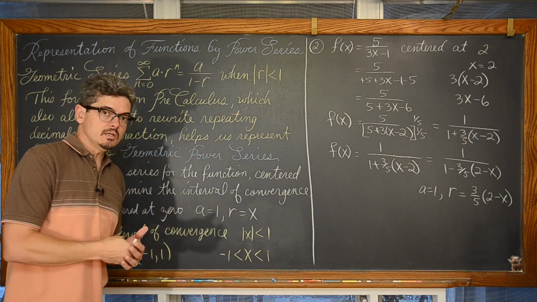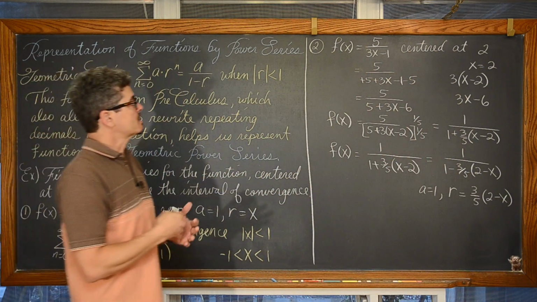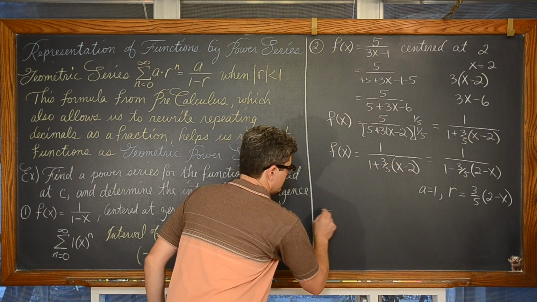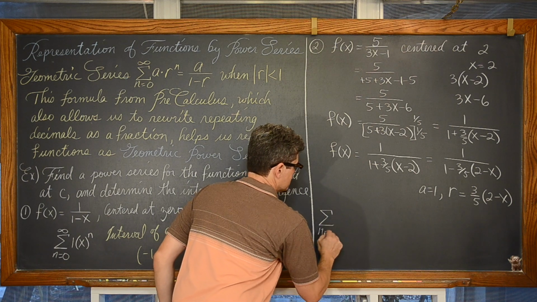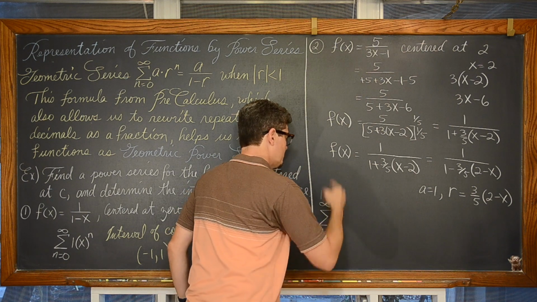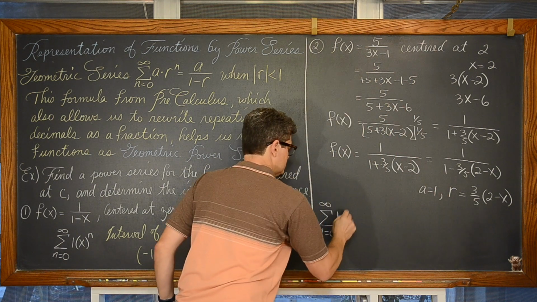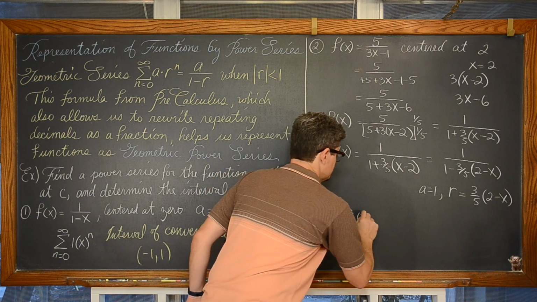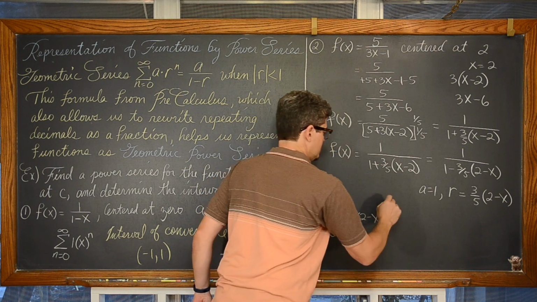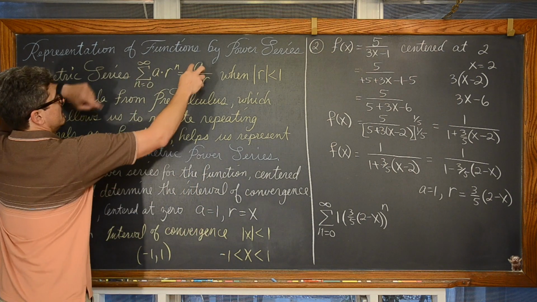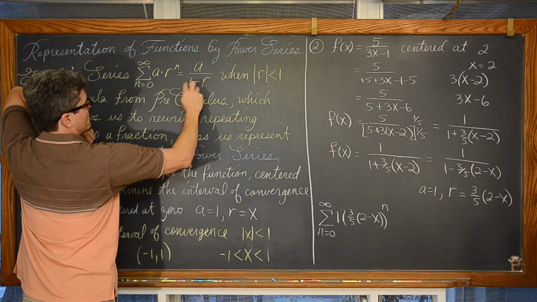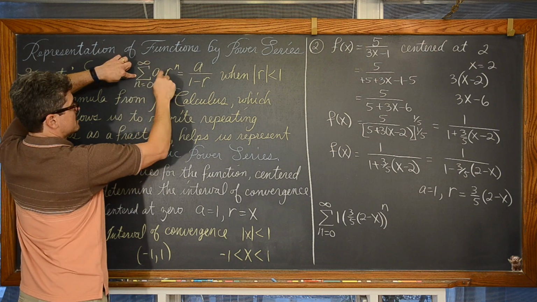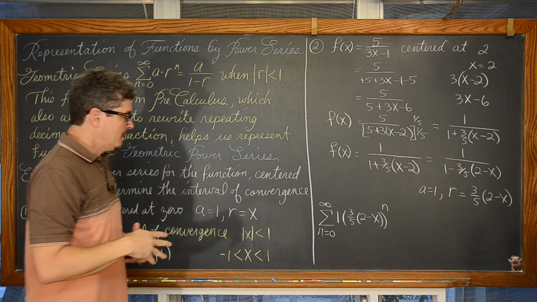So our power series, that's going to represent this given function centered at 2, is going to be the summation, or sigma, where n starts at 0 and goes to infinity, of 1 times 3/5 times 2 minus x to the n power, right? A divided by 1 minus r is equal to the summation, where n starts at 0 goes to infinity, of a times r to the n power.